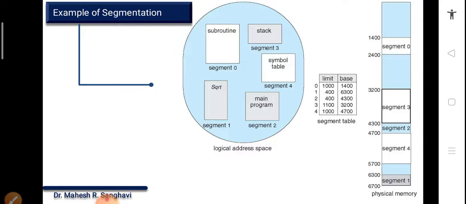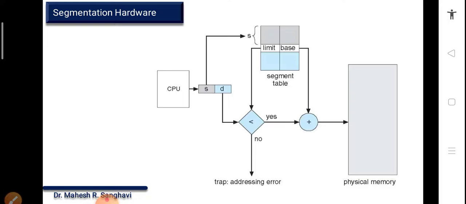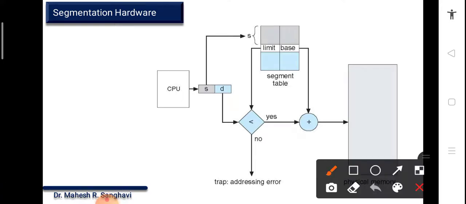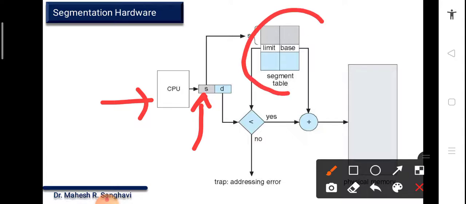Ultimately, the segment table is used to convert the logical address space into the physical address space, same as in your paging. Now this is the hardware of segmentation. Many times the question comes in examinations that you have to follow this: the CPU generates a logical address in the form of S and D. This S is the segment, which will be searched in the segment table. It will give you two things: one is the limit and the other is the base.